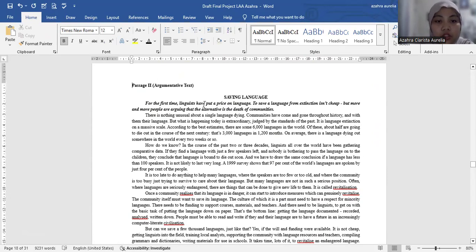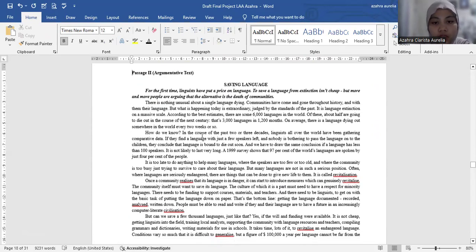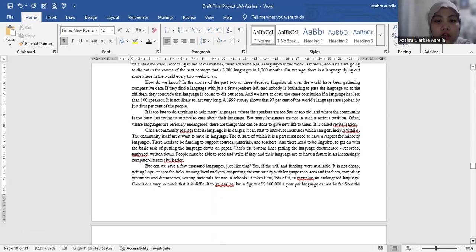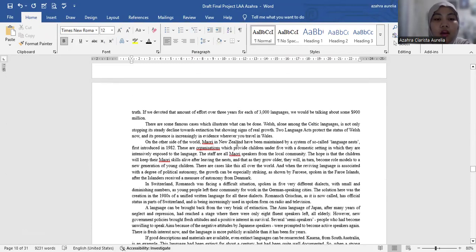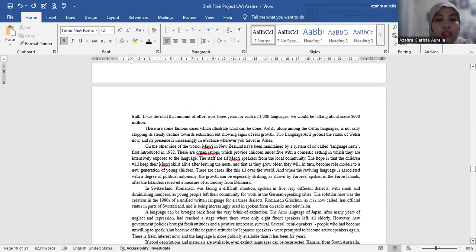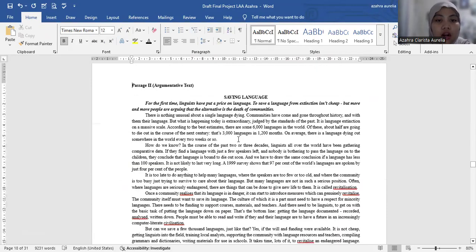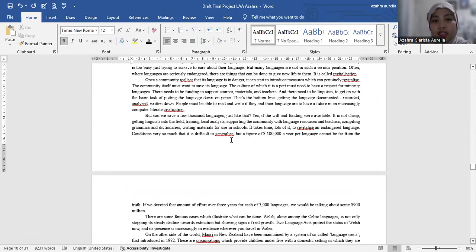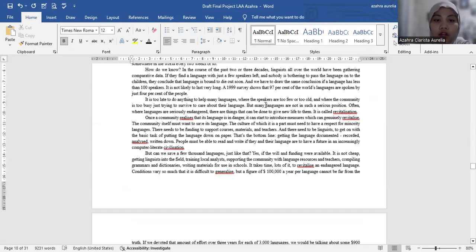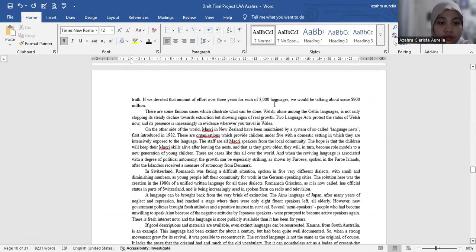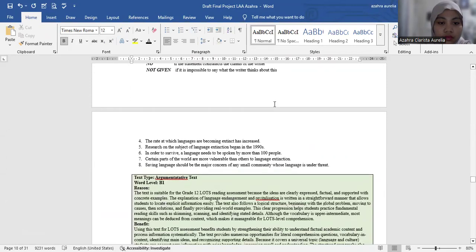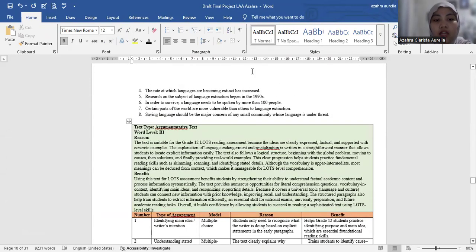In passage 2, this is an argumentative text, but the questions remain. No, I'm sorry. The second passage is an argumentative text about language extinction and revitalization, and it gives a clear argument that is supported by facts and examples. So the word level of the text is B1.